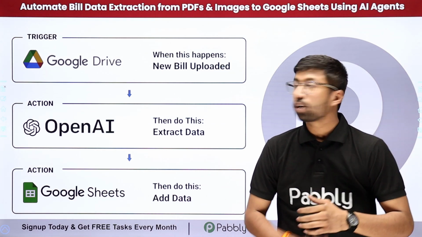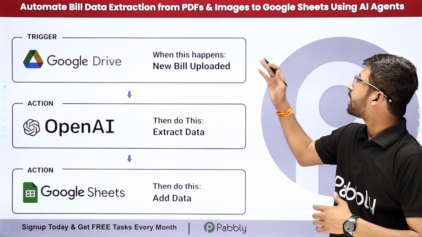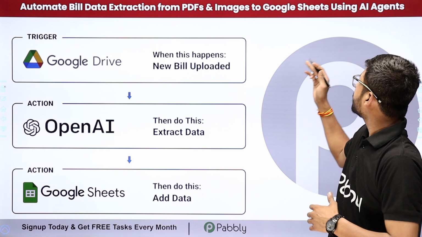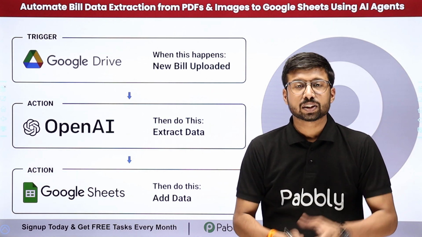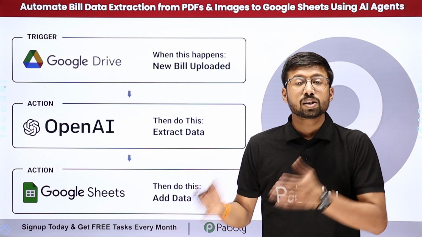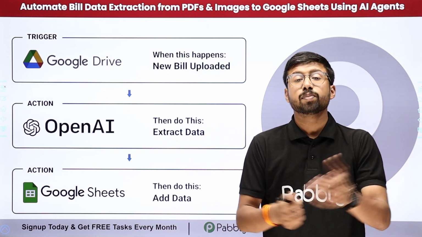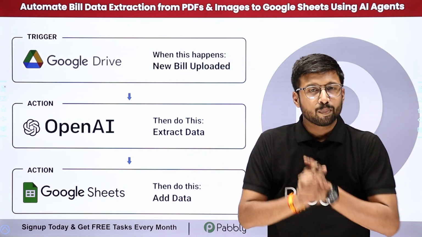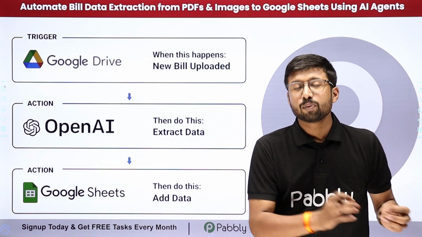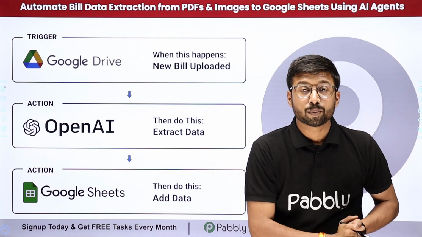So in this video, we are going to learn how to automate bill data extraction from PDFs and images to Google Sheets using an AI agent. Let's say on a regular basis, you keep on getting your utility bills like electricity, water and other bills as well, and you want to create a log of all the bills which you have. But manually entering the details of each and every bill into Google Sheet is a tedious and repetitive task.